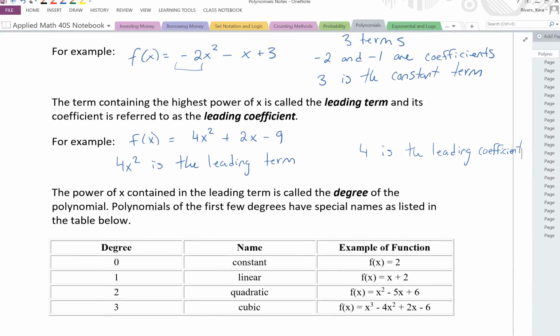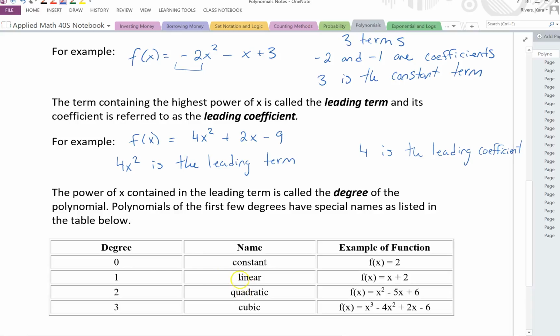The power of x contained in the leading term is called the degree of the function, or the degree of the polynomial. Now, that also helps us classify our polynomials. It says polynomials of the first few degrees have special names as listed in the table below. After that, we stop giving them names. It's just a degree 4, degree 5, degree 6. So we're going to name these, okay?